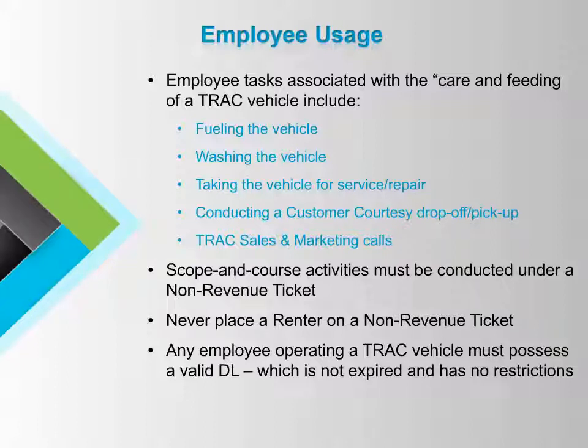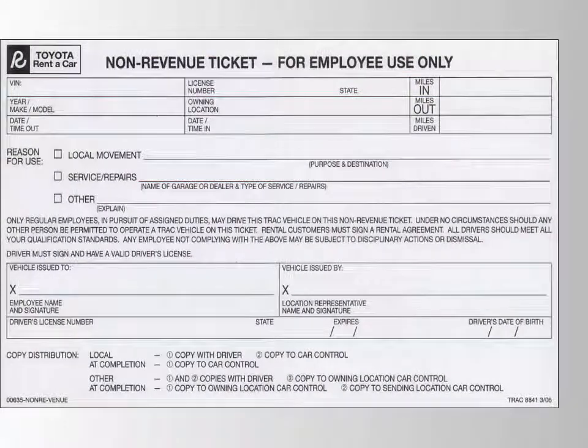Always use a non-revenue ticket for you and your employees when conducting a scope and course activity. Never place a renter on a non-revenue ticket. Remember, all employees who operate a Trac vehicle for scope and course activities must possess a valid driver's license, which is not expired and has no restrictions. Here's a sample of the current non-revenue ticket.